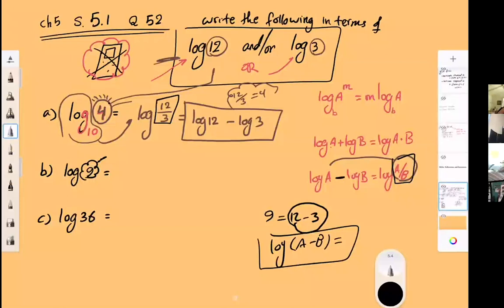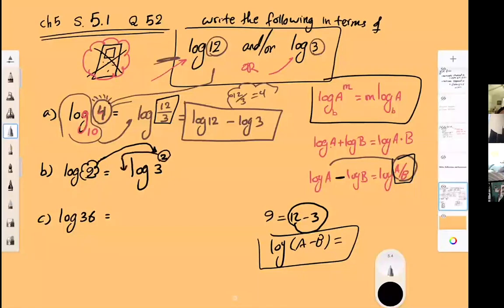So we go with Tamir. 9 will be 3 squared, correct? So instead of 9, I can put 3 squared. Now I'm using the exponent formula. This 2 will come over here. This will be 2 log of 3.